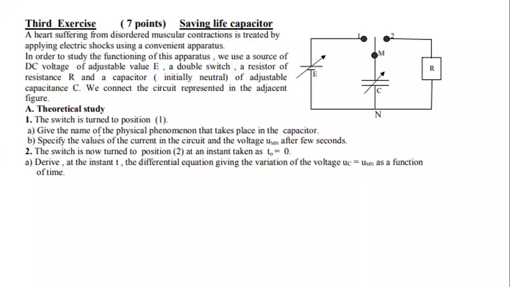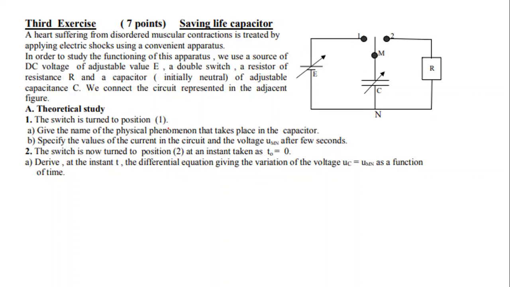Question 2004. A heart suffering from disordered muscular contractions is treated by applying electric shocks using a convenient apparatus. In order to study the functioning of this apparatus, we use a source of DC voltage of adjustable E. We have a double switch, a resistor, and a capacitor, which is initially neutral, of adjustable capacitance. We connect the circuit represented in the adjacent figure.